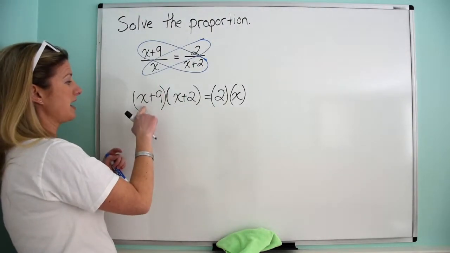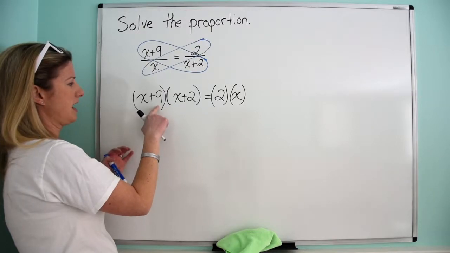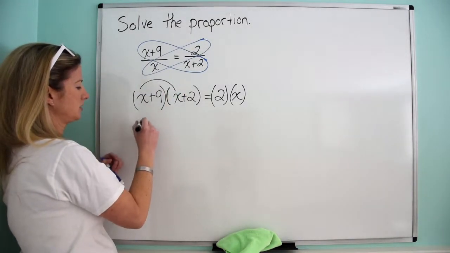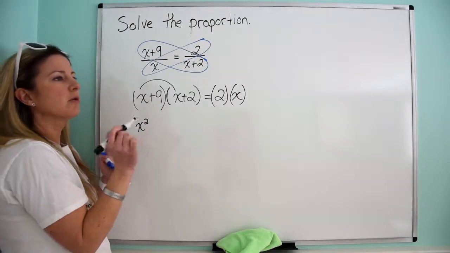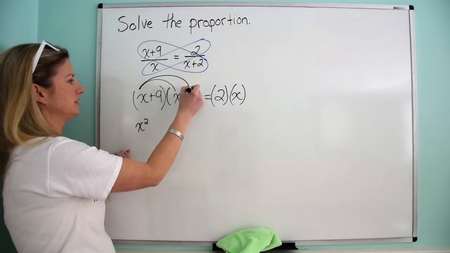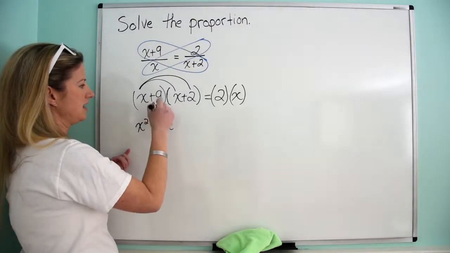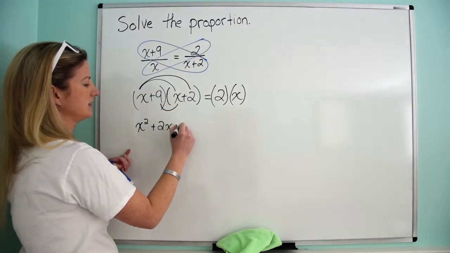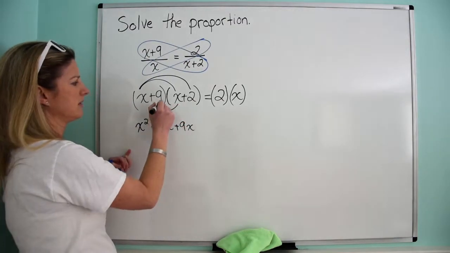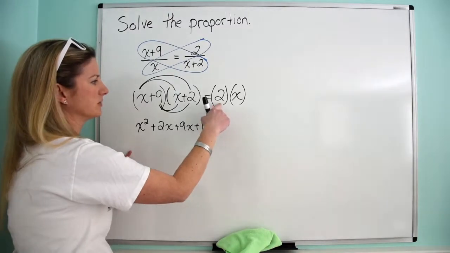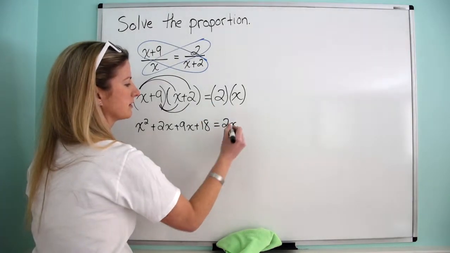So let's multiply the quantity x plus 9 and the quantity x plus 2. We do x times x, which is x squared. And I always draw my distribution lines, because it prevents mistakes. x times 2 is 2x. And then 9 times x is plus 9x, because this is all positive. And then 9 times 2 is 18. And that equals 2 times x, which is just 2x.